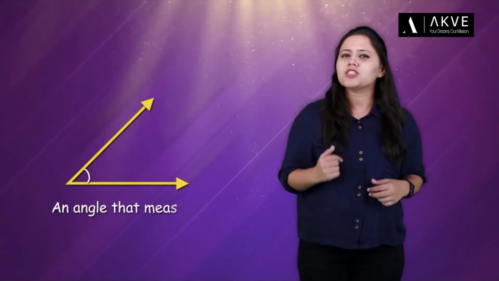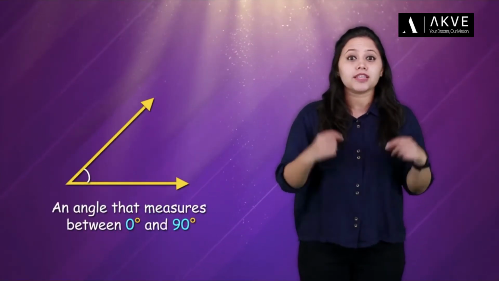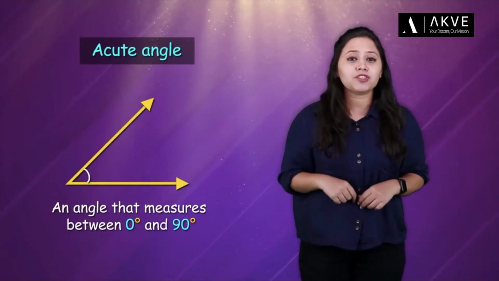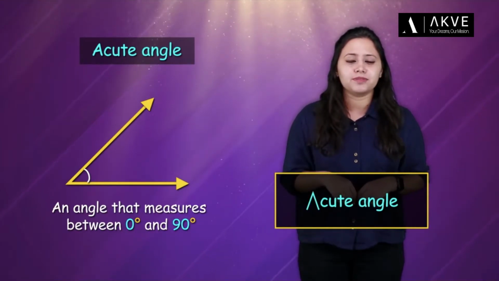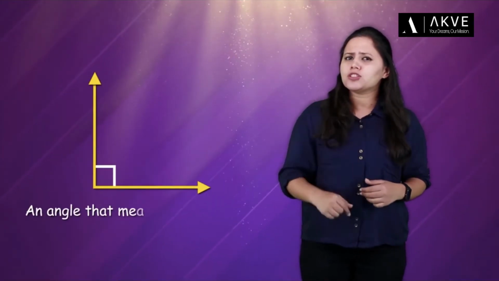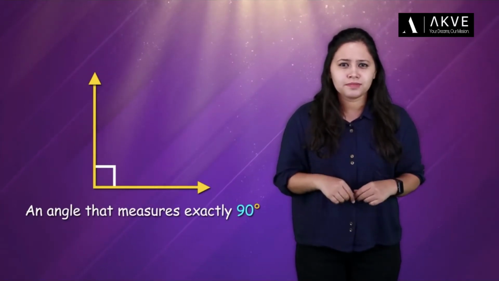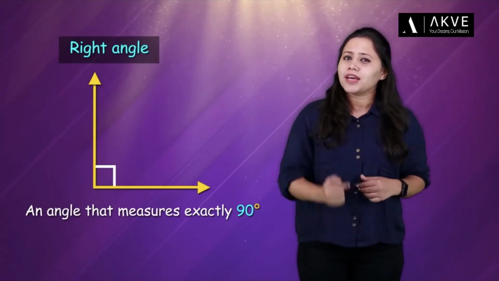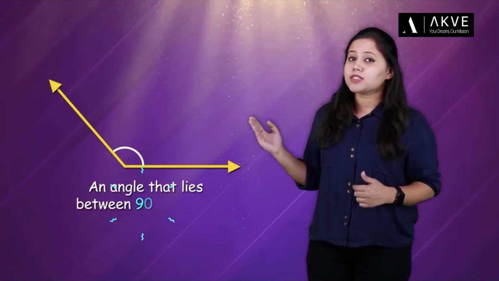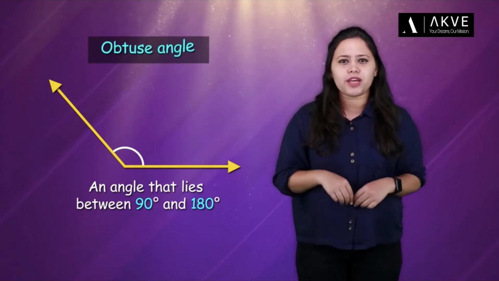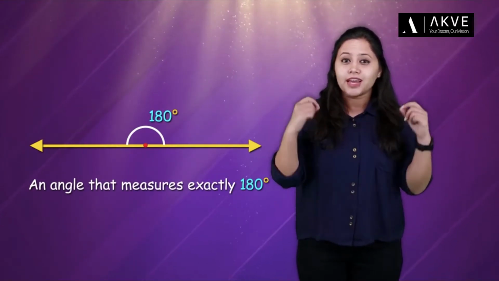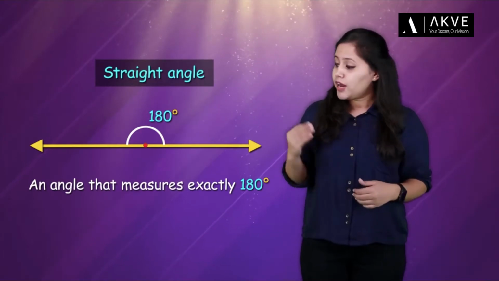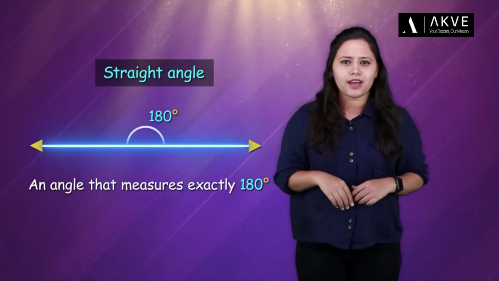An angle that measures between 0 degrees and 90 degrees is called an acute angle. Easy way to remember, acute starts with A and A looks like an acute angle. Now, an angle that measures exactly 90 degrees is a right angle. Its arms are perpendicular to each other. An angle that lies between 90 degrees and 180 degrees is called an obtuse angle. And an angle that measures exactly 180 degrees is a straight angle because its arms together form a straight line.